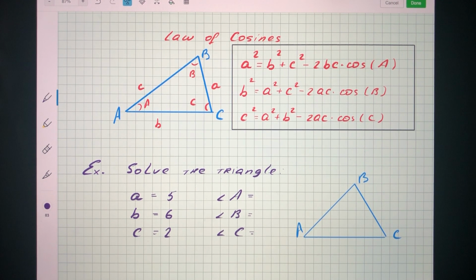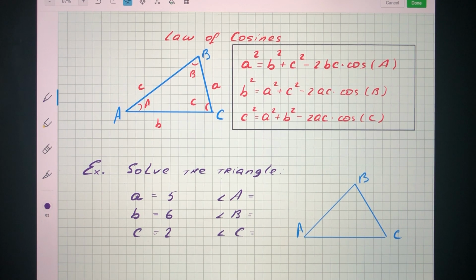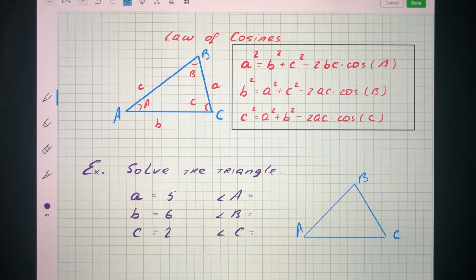The law of sines needs to have all the information about at least one letter. So we need to know everything about the A, so the angle A and the side A, or everything about the C, the angle and the side, or the B. If that is missing, then the law of sines will not work.